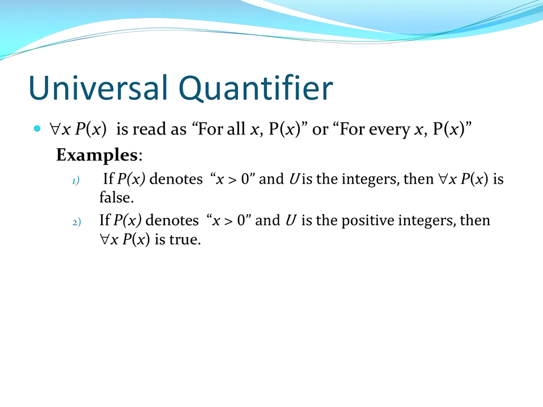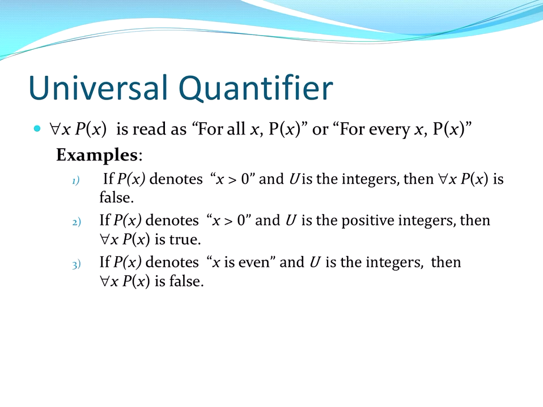But if we change the domain to be the positive integers, then for every x, p of x is true, because every positive integer is greater than 0. And if we change the propositional function to x is even, and we go back to the integers as our domain, then for every x, p of x is false, because some integers are not even. So you can see that the truth value depends upon the domain and on the propositional function.